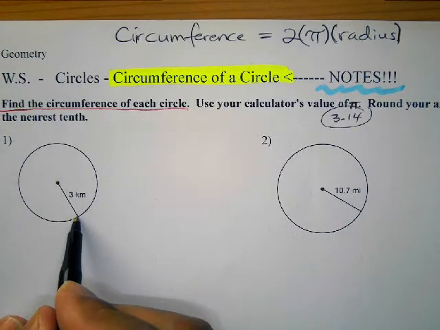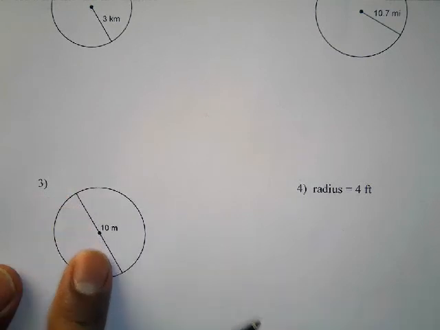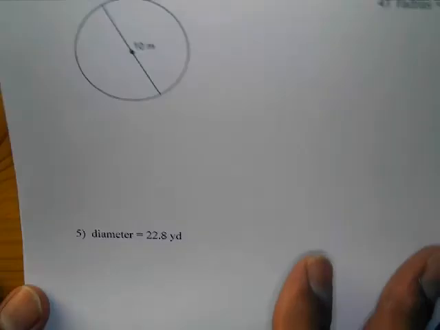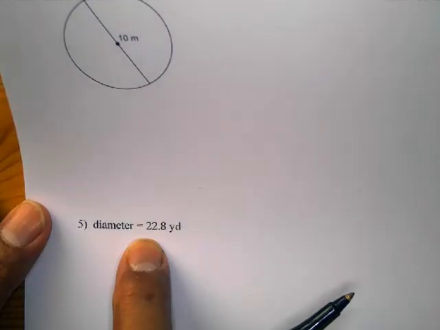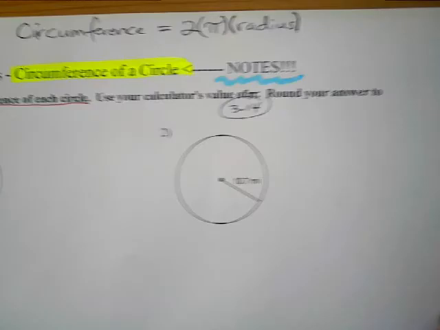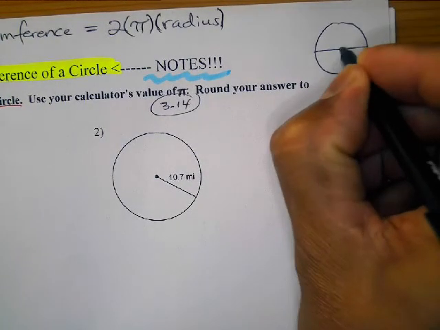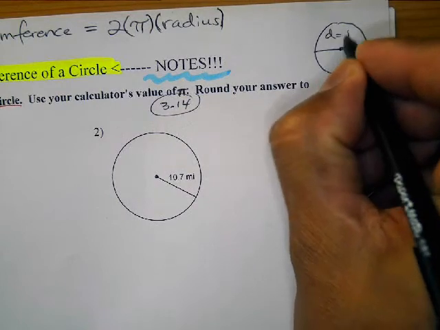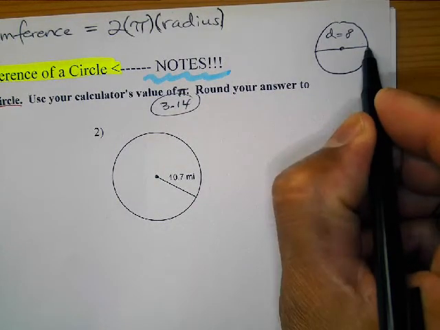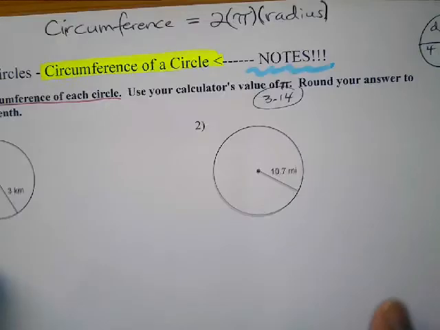The radius is only from the center to the edge, not the diameter. If they give you the diameter, like this one over here, don't use that number 10. You've got to get the radius. Make sure they're giving you the radius and not the diameter. If they give you the diameter, I hope you know that the radius is just half. For example, if the diameter is 8, that means the whole thing is 8, but the radius would be 4 and 4, or just 4. The radius would be 4.